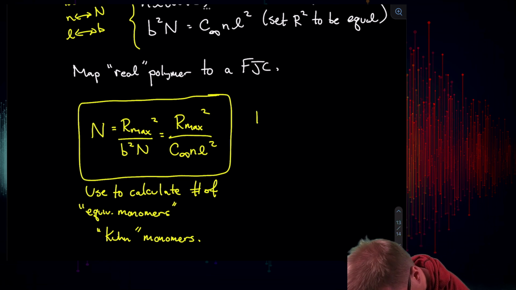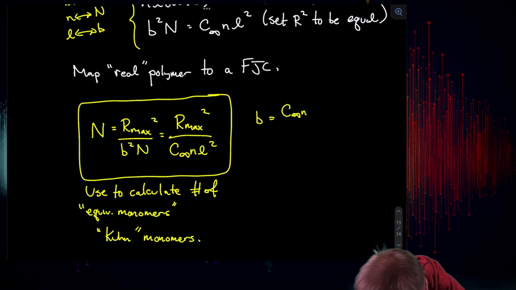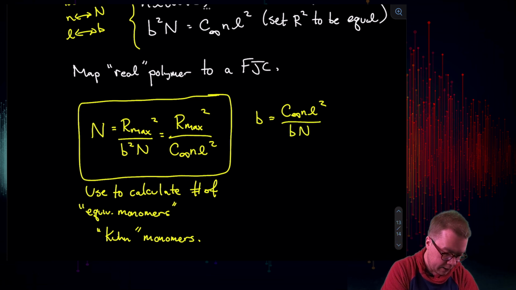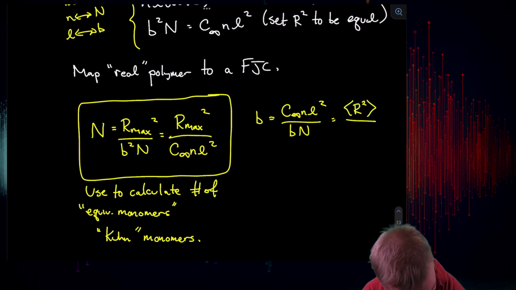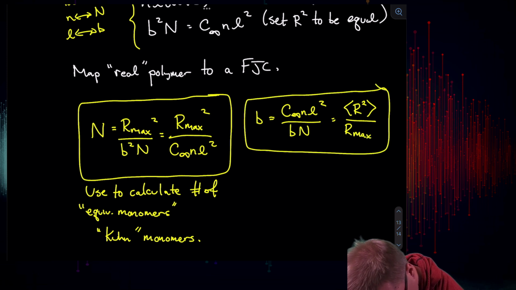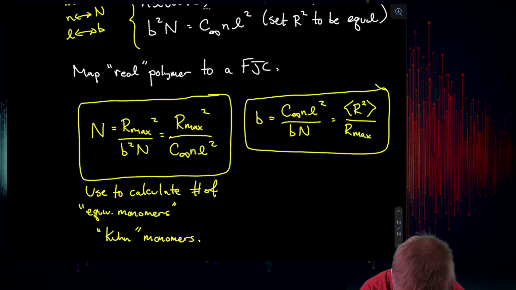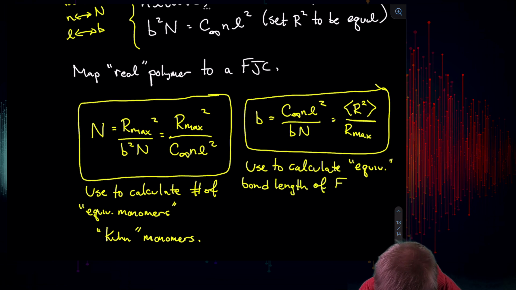The other thing that we can do is we can calculate B, that equivalent bond length, as C infinity N L squared divided by B times N. This would be the mean squared end-to-end distance divided by R max. And so what we use this for is to calculate the equivalent bond length of the freely jointed chain.